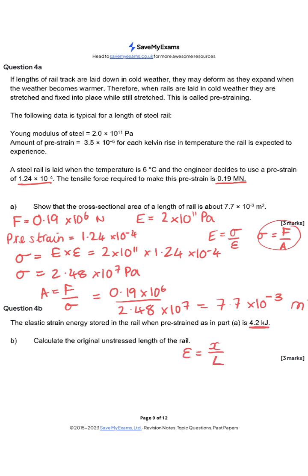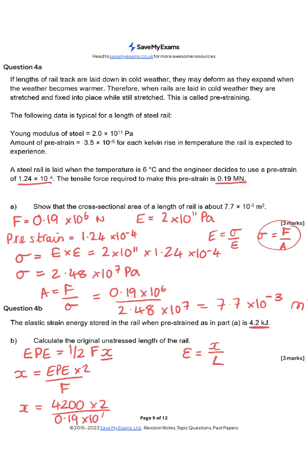Question 4b, the elastic strain energy is 4.2 kilojoules. So we've talked about elastic potential energy before. It's the same thing, or the work done. So I've written the equation for that, and we're going to rearrange that to find the extension, because what we're working out is the original unstressed length of the rail. So first, if I rearrange for the extension, I'm going to get the energy, EPE, times 2 divided by F. So if we put some numbers in, we've got 4.2 kilojoules, that's 4,200 times 2 divided by our value for F, which we had up there, 0.19 times 10 to the power of 6.